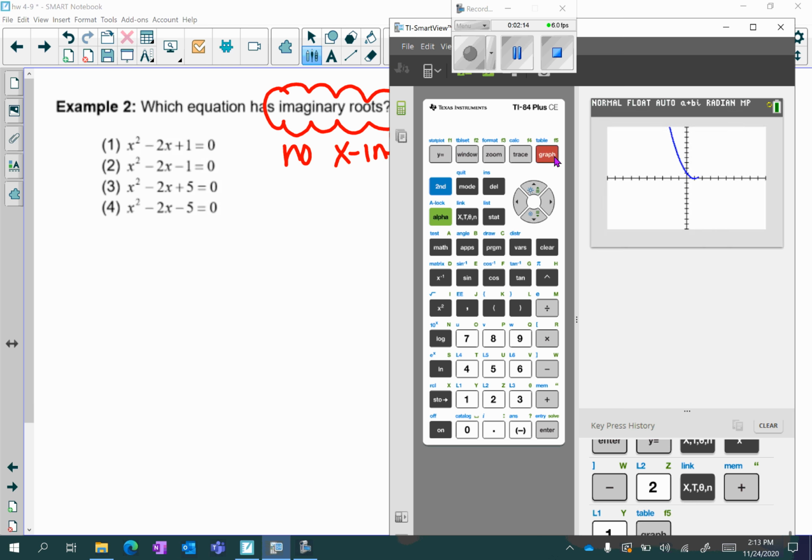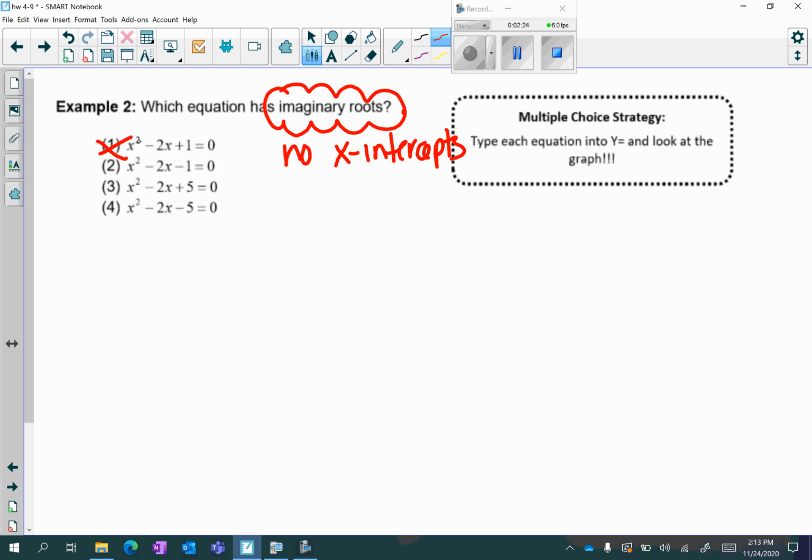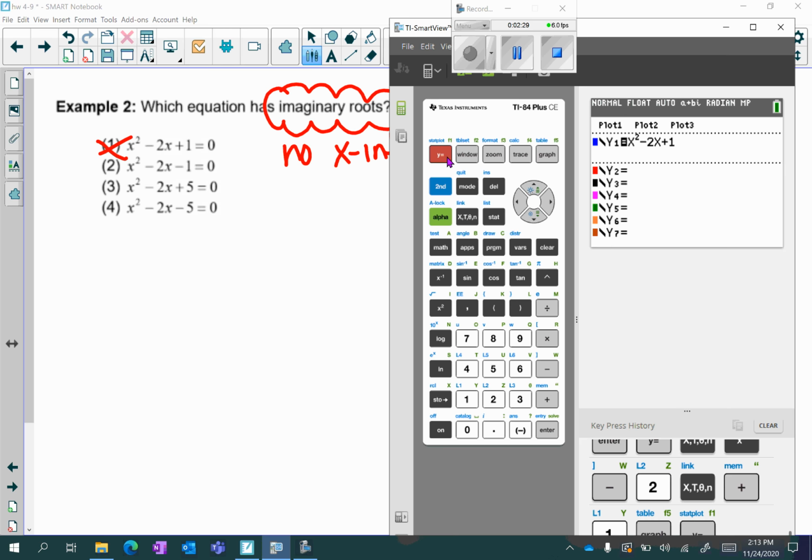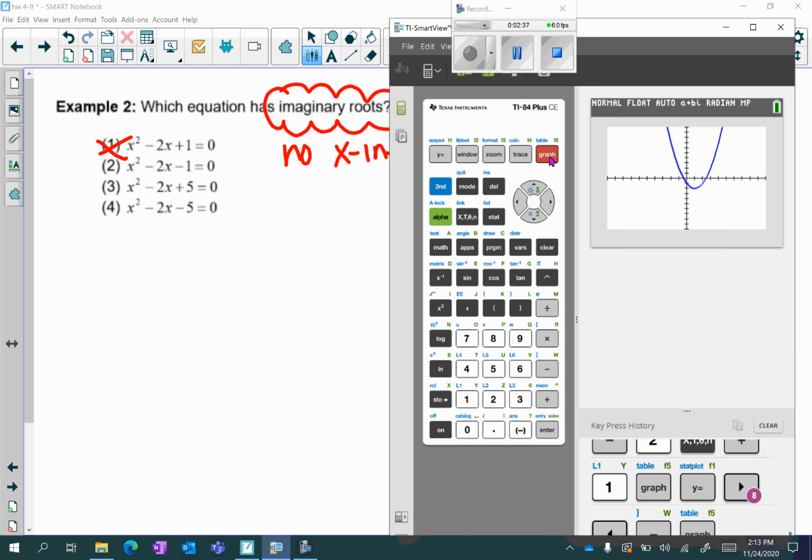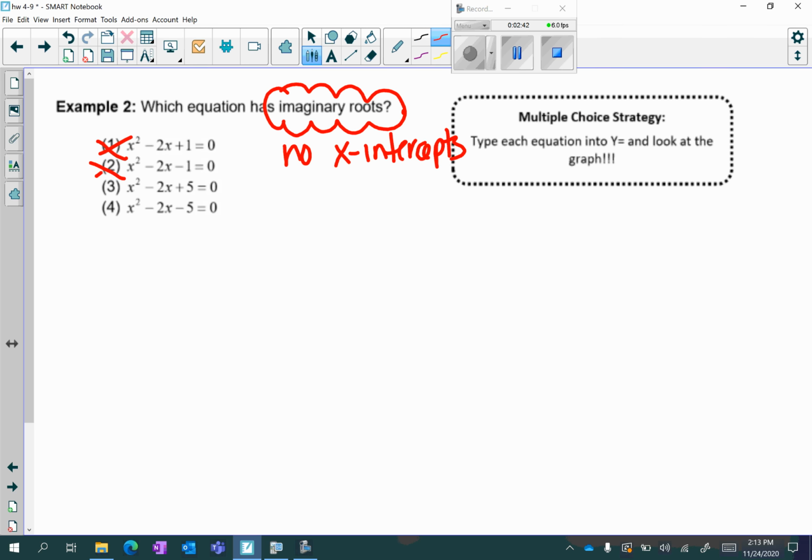Going to hit graph. Remember, if when you hit graph, you have a weird window, zoom 6 always brings you back to that original window. I have an x-intercept, so choice 1 can get crossed off. That's not my answer. Going back to y equals, x squared minus 2x minus 1 this time. Hit graph. This time I have x-intercepts again, so choice 2 can get crossed off. That's not my answer either.